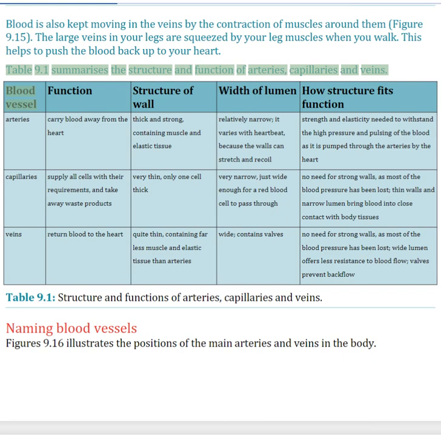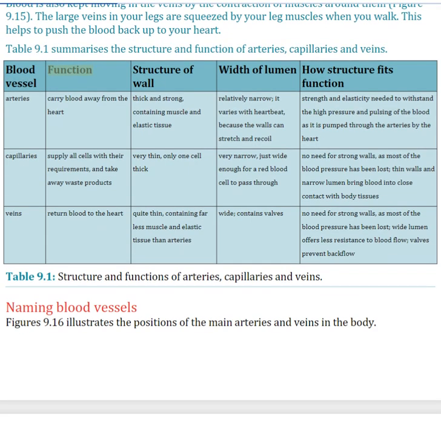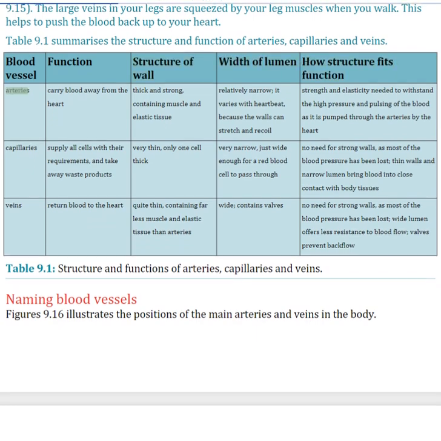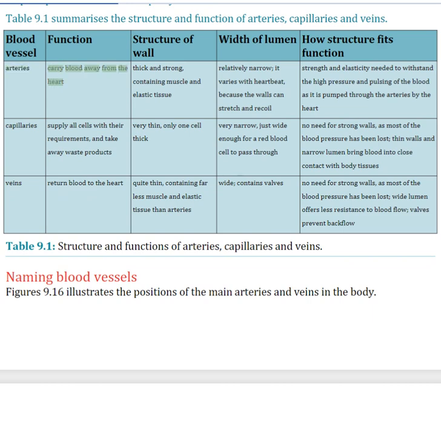Table 9.1 summarizes the structure and function of arteries, capillaries and veins. Blood vessel. Function. Structure of wall. Width of lumen. How structure fits function. Arteries. Carry blood away from the heart. Thick and strong, containing muscle and elastic tissue. Relatively narrow, it varies with heartbeat, because the walls can stretch and recoil.